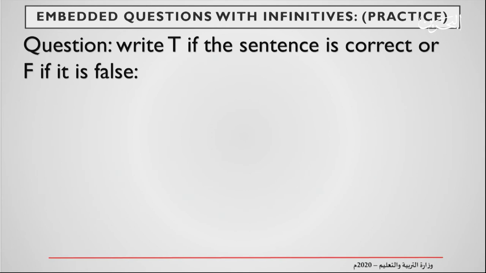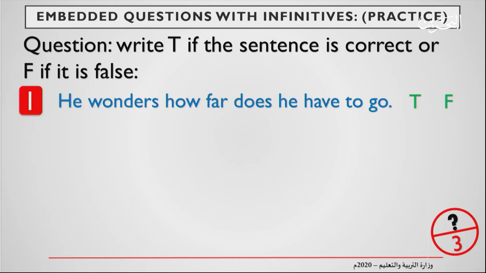Question, write T if the sentence is correct or F if it is false. And you have a mark of three. Number one, he wonders how far does he have to go. If the sentence is correct, then circle T. If it's false, circle F. Have 5 seconds.